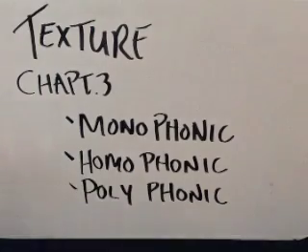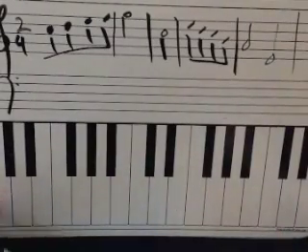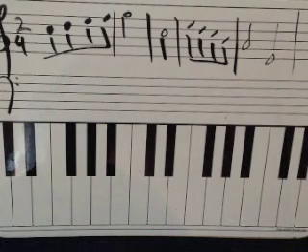I'm going to flip this and show you an example of all three of those things. So here is some notes. It's a little tune. It goes like this. Okay? That's an example of monophonic music or monophony. It's just one tune. There's nothing else going on in there.